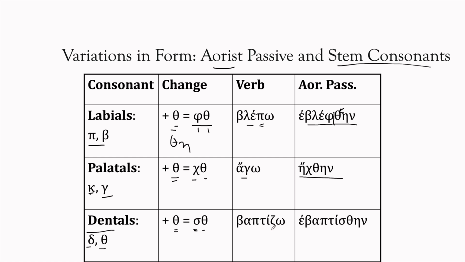So baptizo, which its primitive root ends with a delta, baptid, the delta becomes a sigma prior to the theta. So ebaptisthēn. So note these changes. Be aware of these changes that occur with certain consonants. So we see changes with consonants in the active form. We also see them in the passive form, like this.